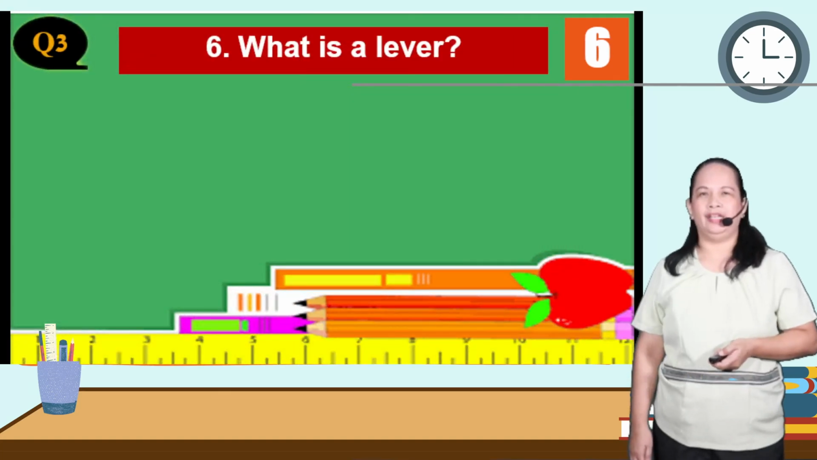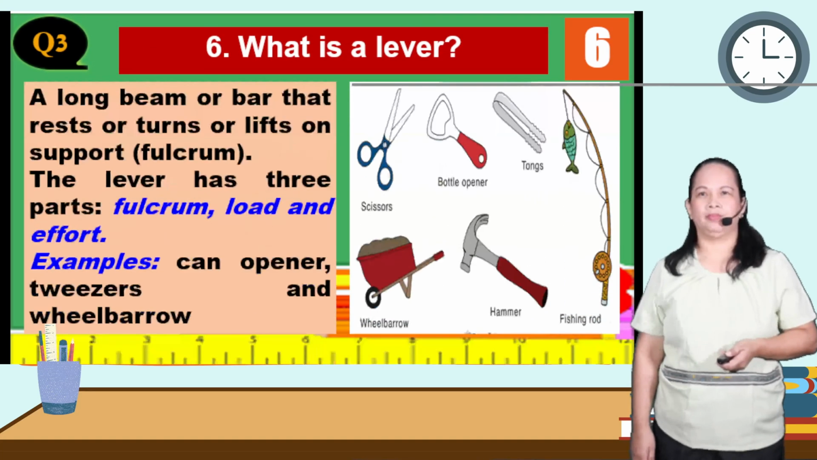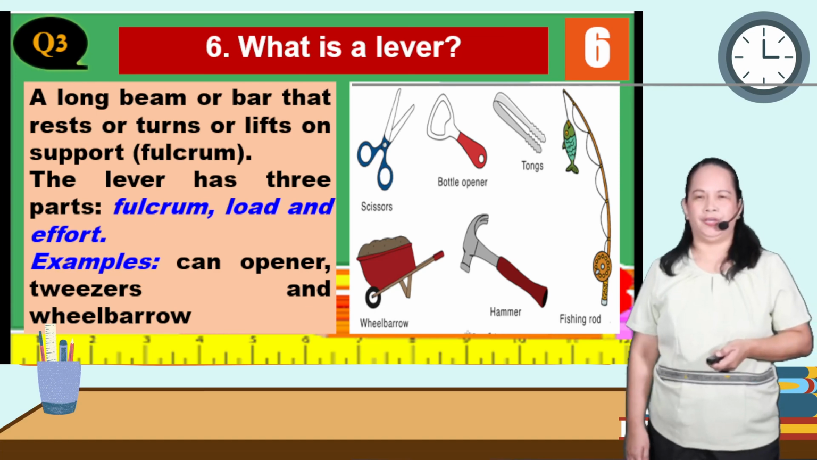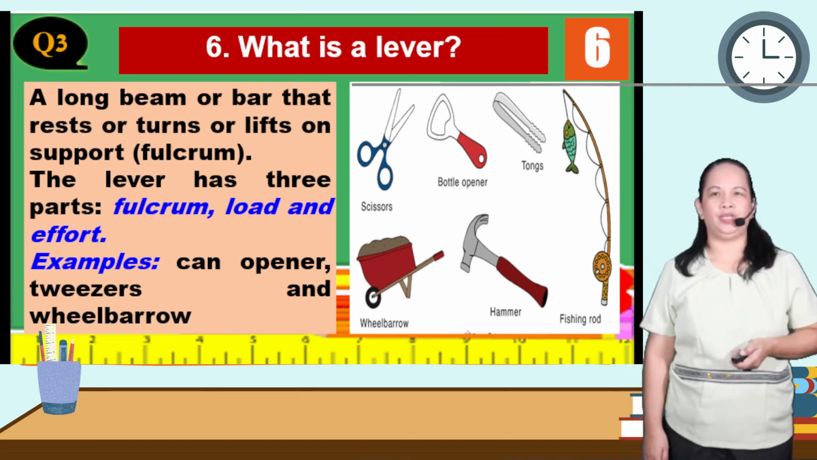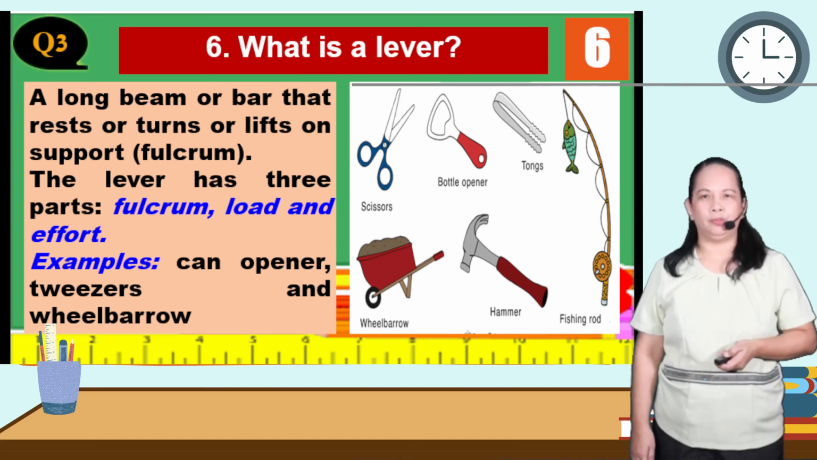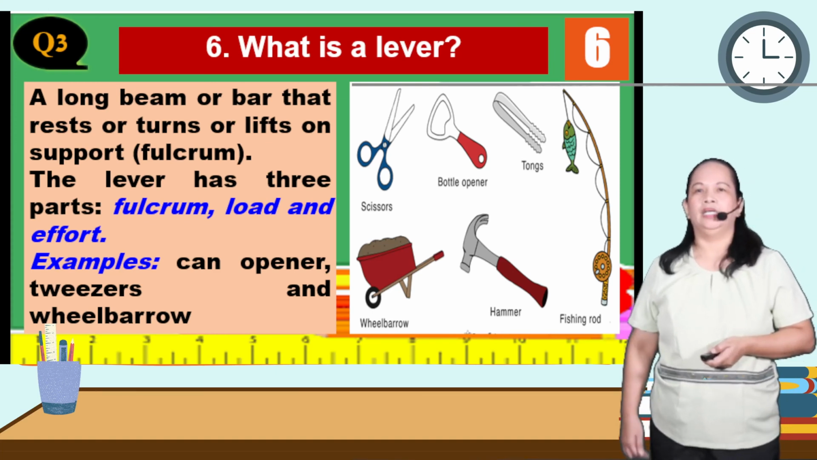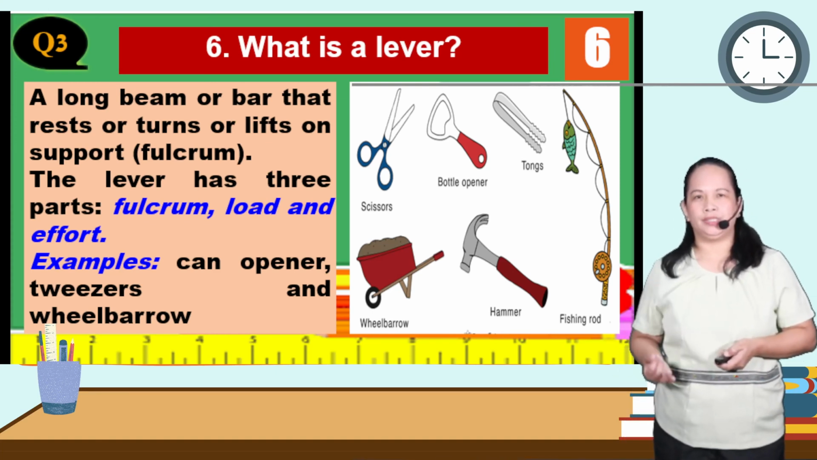Now, what is a lever? A long beam or bar that rests, turns, or lifts on a support or fulcrum is what we call the lever. Now, the lever has three parts: the fulcrum, the load, and the effort. The examples for lever are the can opener, the tweezers, and wheelbarrow.